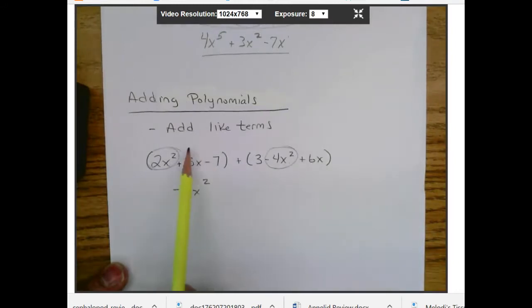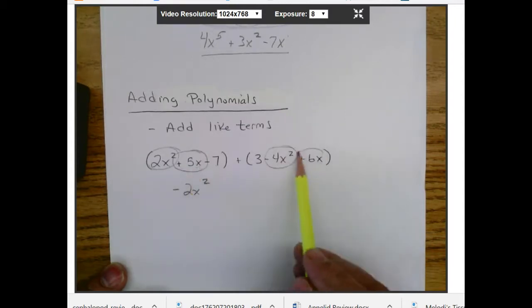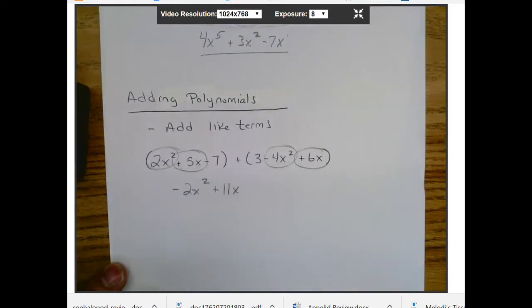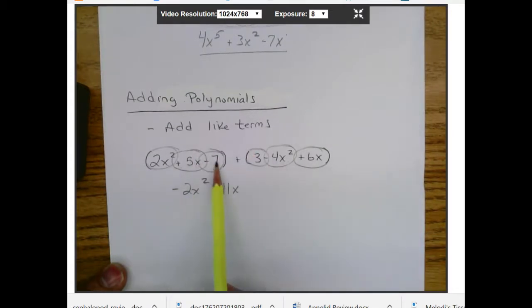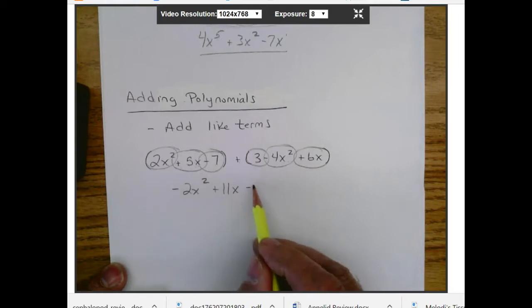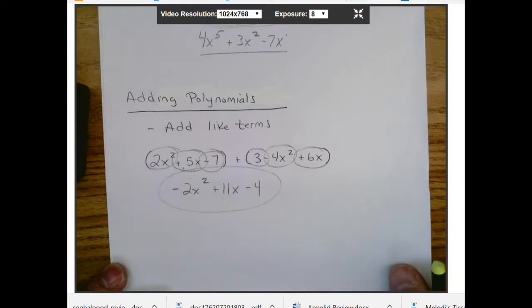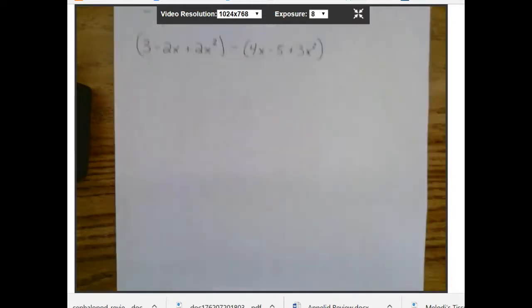And the next one is going to be our 5x, or just 1x with the exponent of 1. So we have 5x and 6x. 5 plus 6 is plus 11x. And then we have negative 7 and 3. So negative 7 plus 3 is negative 4. So then that would be adding a polynomial. This one to that one. We add the like terms, rewrite it. Okay? That's adding.